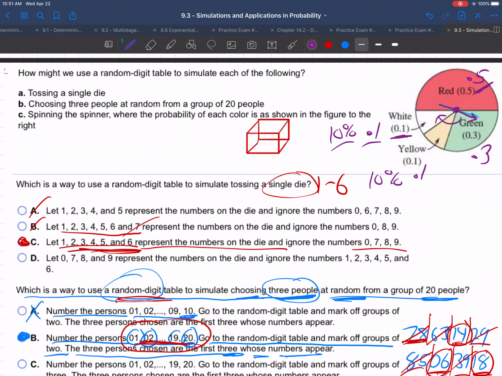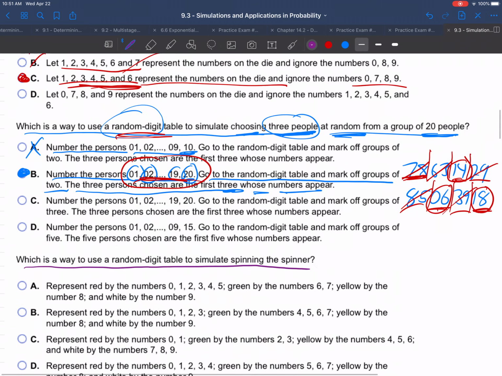Well, that's the same thing. You could simulate that by going to a random digit table and giving 5 digits out of 10 to red, that's 0.5, 3 digits out of 10 to green, that's 0.3, 1 digit to yellow, 1 out of 10, that's 0.1, and 1 digit out of 10 to white, because there's 10 digits, right? 0 through 9 is 10 digits on a random digit table. Every digit could be 10 different things.